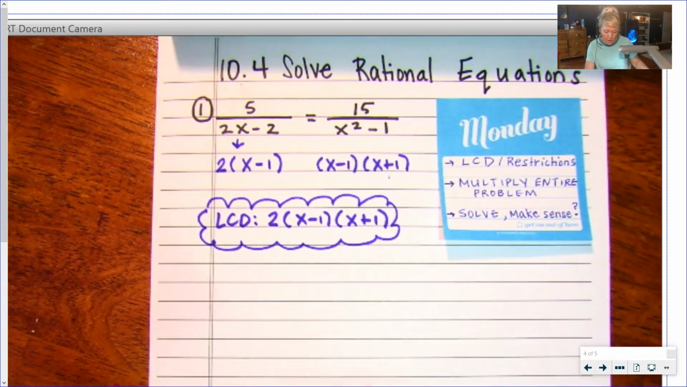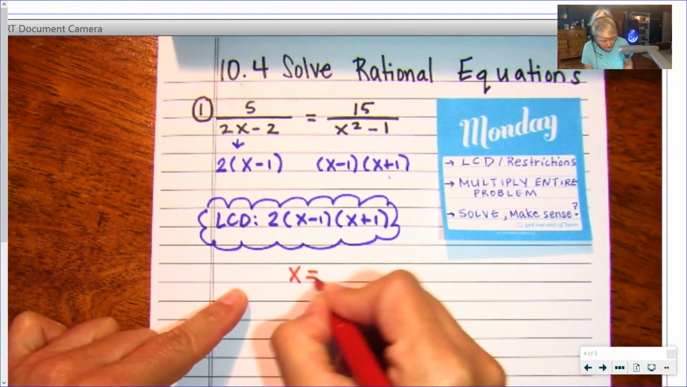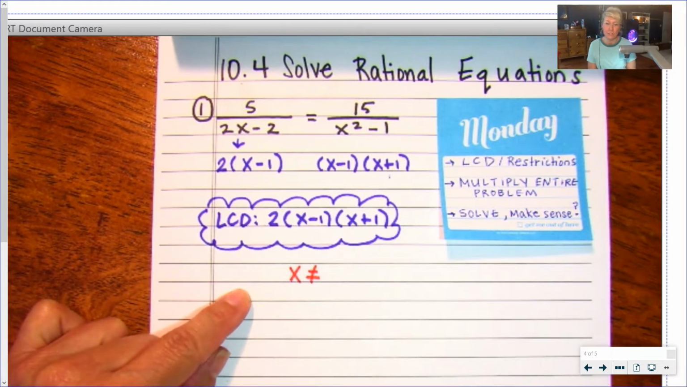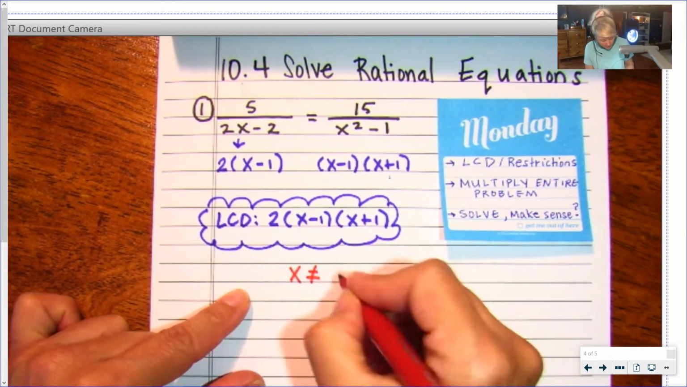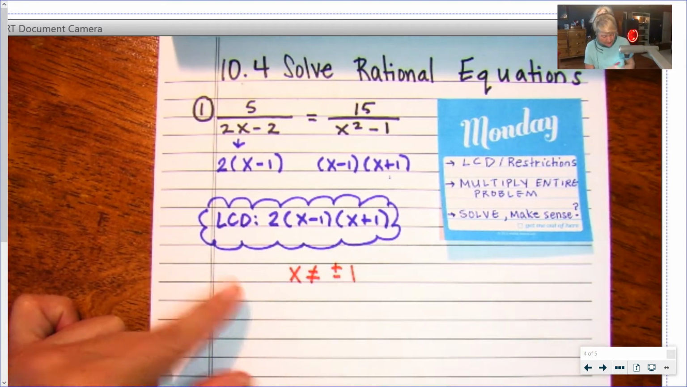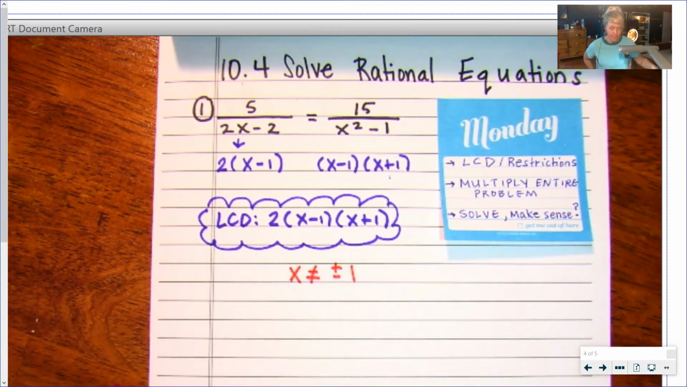All right, now let's go ahead and talk about restrictions. It's always a good practice to talk about restrictions. Restrictions are going to be x cannot equal a positive 1 or a negative 1. And I'll just go ahead and capture both of those numbers with that plus minus symbol.